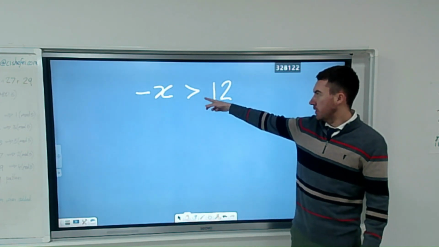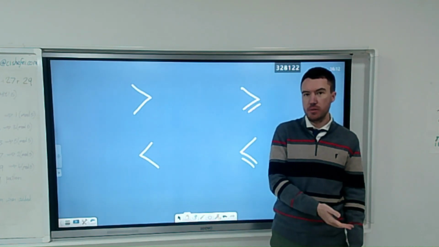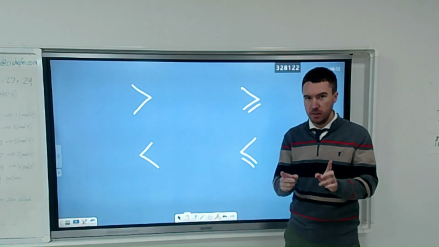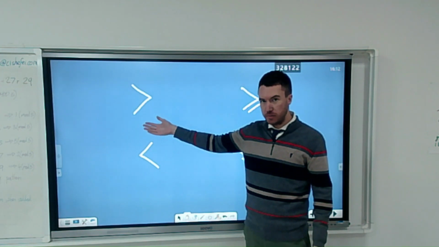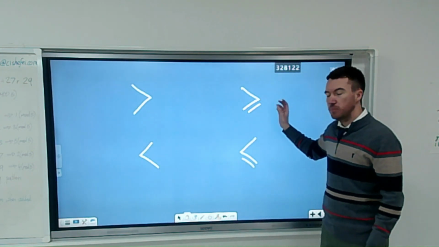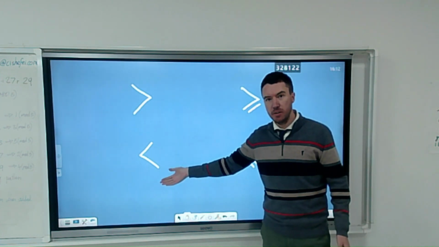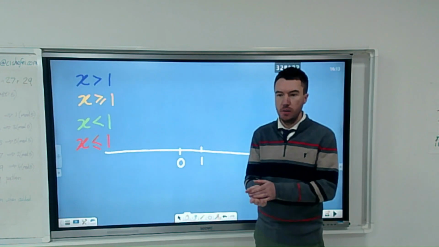The first step is knowing what that is. So there are four symbols that are used in inequalities regularly. This one means greater than, bigger than. This one means bigger than or equal to. This one means smaller than, and this one means smaller than or equal to.